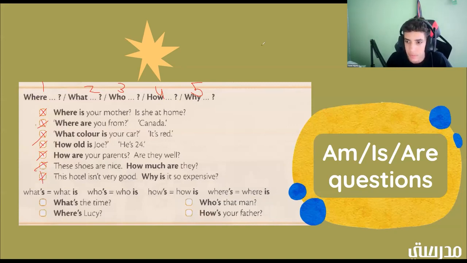Okay. So now we have more combinations here. So we have what's, whose, how's, and where's. So we're going to number these again, and we're going to go by them individually. All right. So what's is what is, whose is who is, how's is how is, and where's is where is.